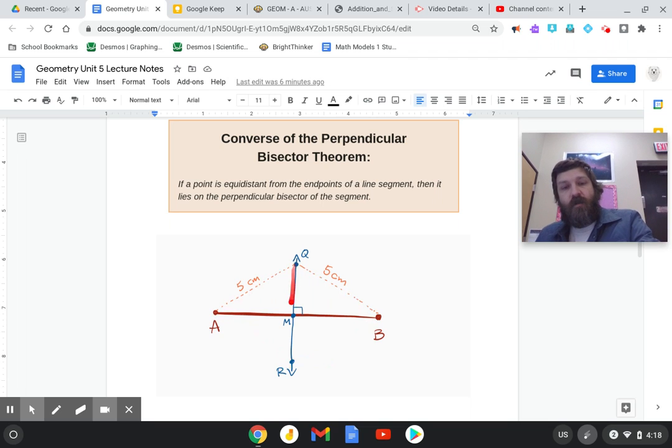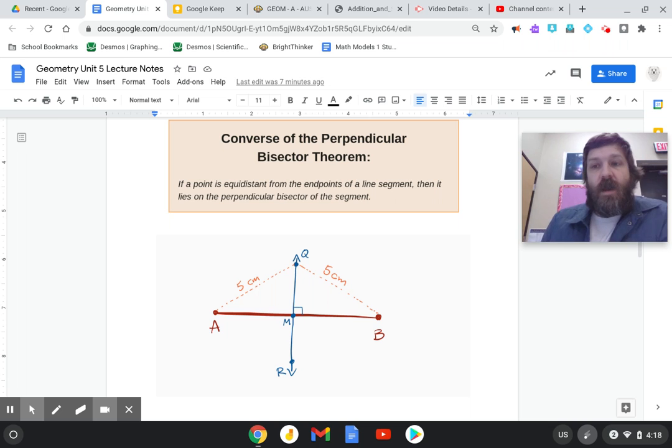So wherever I am along this line, any point I pick along the bisector is going to be the same distance from the two endpoints. So if Q is 5 centimeters from B, then it's also 5 centimeters from A. It works in reverse as well. The converse says that if a point is equidistant from the endpoints, then it lies on the perpendicular bisector. So if I can say Q is 5 centimeters from A and B, then I know that Q is on the perpendicular bisector.